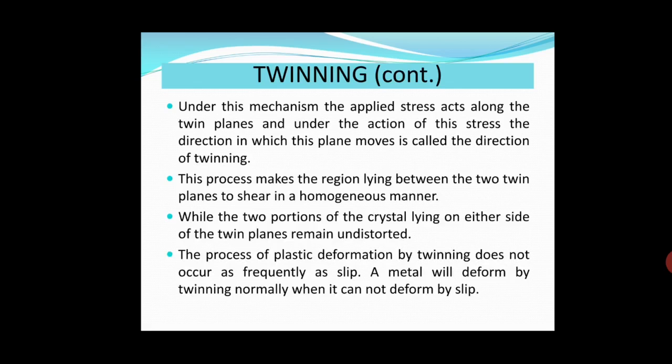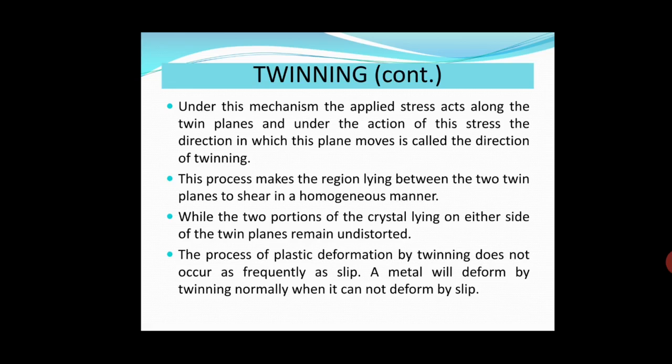Under this mechanism, the applied stress acts along the twin planes, and under the action of this stress, the direction in which this plane moves is called the direction of twinning. This process makes the region lying between the two twin planes shear in a homogeneous manner, while the two portions of the crystal lying on either side of the two twin planes remain undistorted. The process of plastic deformation by twinning does not occur as frequently as slip.